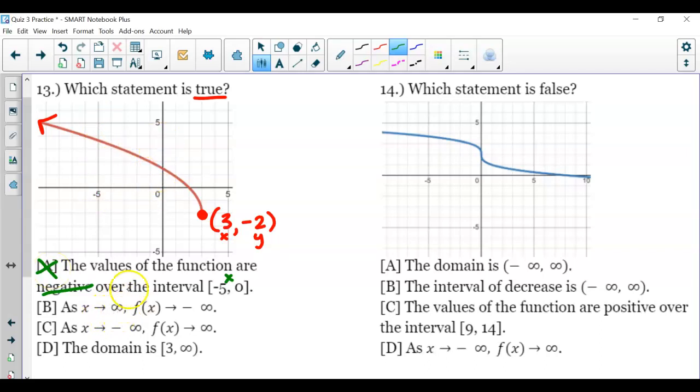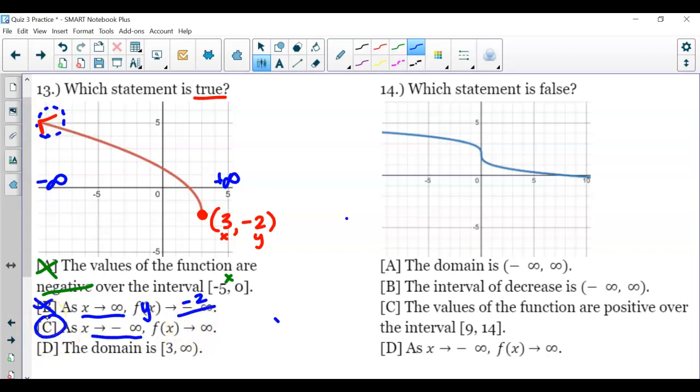As x approaches infinity, so as I'm going to the right towards positive infinity, we'll notice what's happening to the graph. Boom. It's stopping at what y value? Negative 2, not all the way down to negative infinity, stopping at negative 2. So B is false. Now here, as x is approaching negative infinity, so as we're going to the left to negative infinity, now notice what's happening to our graph. It is going up to positive infinity. So C is our true statement.